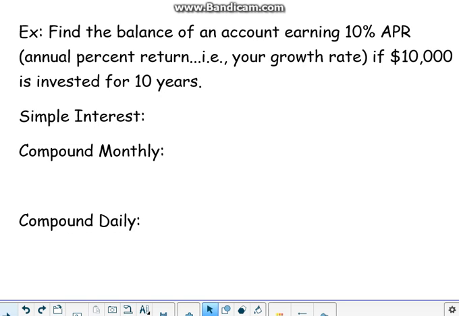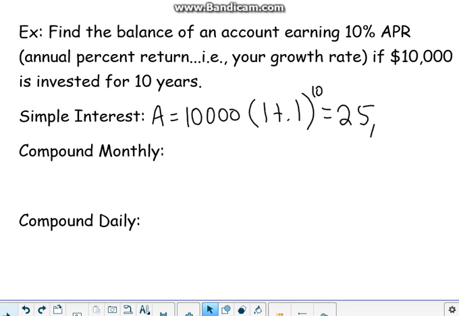Find the balance of an account earning 10% APR if $10,000 is invested for 10 years. Okay, so simple interest, just like what we did before. A is going to equal my principal, $10,000, times 1 plus 0.10 to the 10th power. That makes some pretty sweet coin, $25,937.42 after you plug that into the calculator.